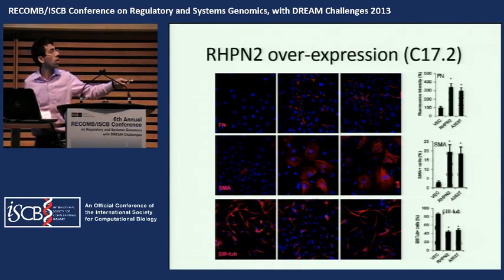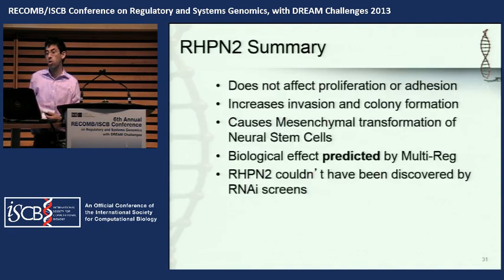And interestingly, I hope you can see, these are the controls. If you overexpress RHPN2 in cells that can differentiate into neurons, then they express more mesenchymal phenotypes, and when you try to induce differentiation, you get less differentiation. These are the figures, these are the graphs. So it affects them both phenotypically in multiple ways, and it affects their differentiation. So it seems to be exactly the biological effect predicted by multireg.